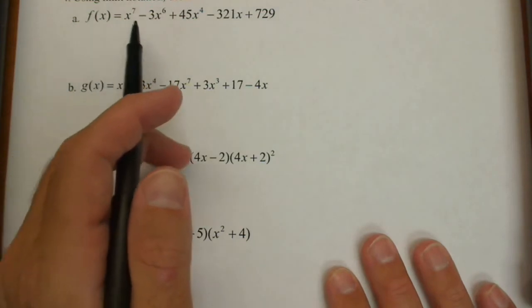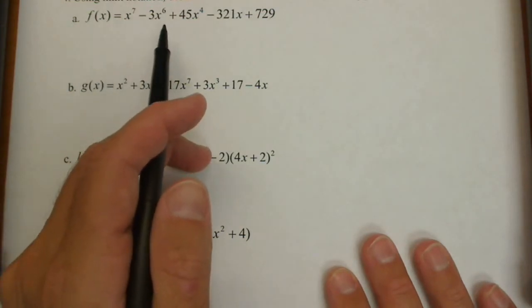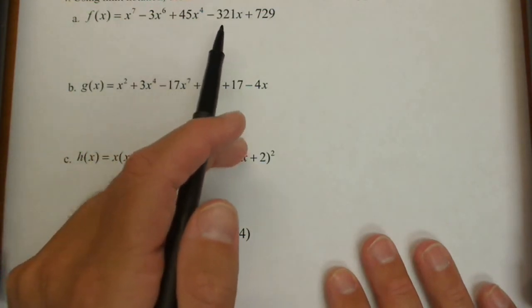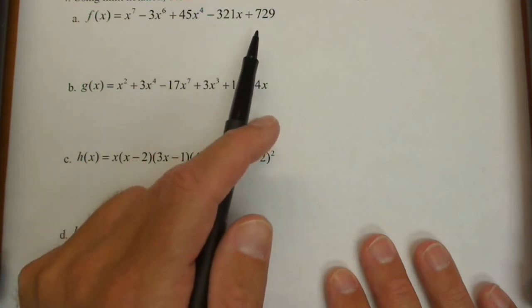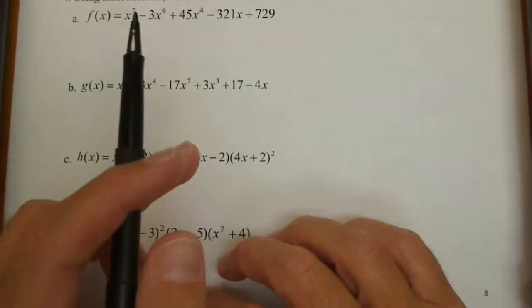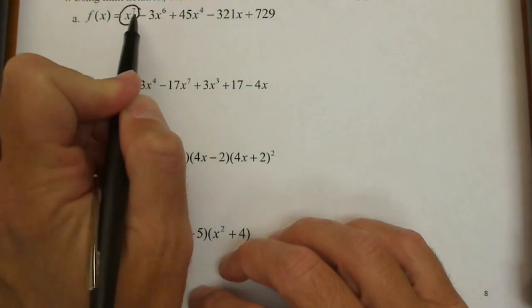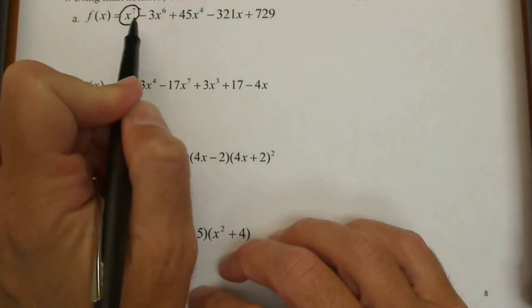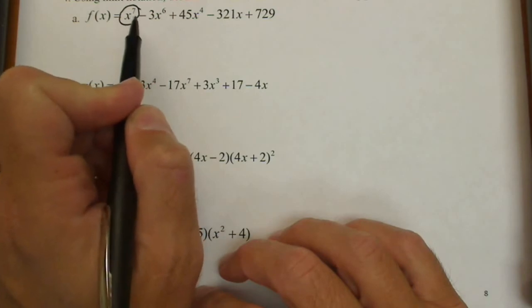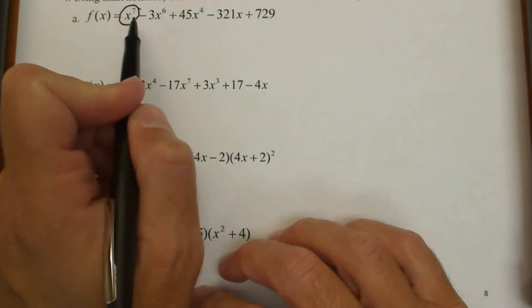So, A here, our polynomial is x to the 7th minus 3x to the 6th plus 45x to the 4th minus 321x plus 729. There's a lot going on here. But a polynomial is dominated by its leading term, which is its term associated with its highest exponent. This is a degree 7 polynomial. It's got an odd degree.